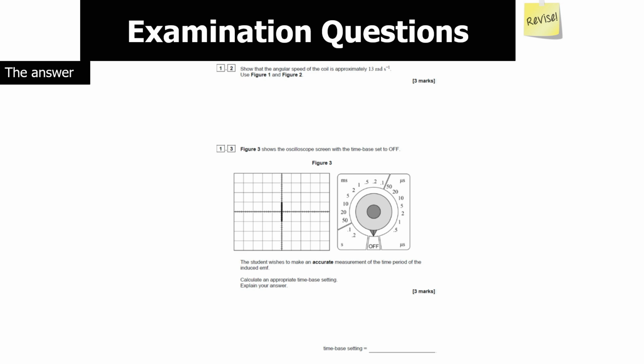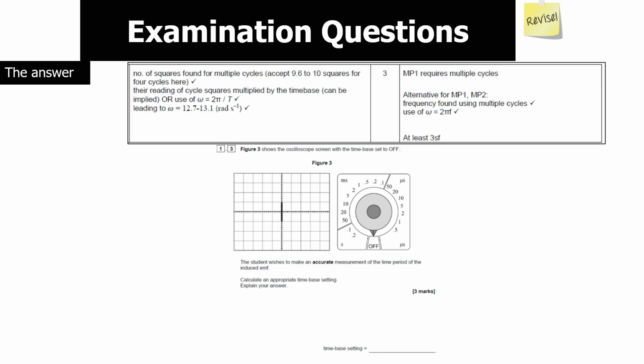Right, so how do you answer this particular question? So how to work out the angular speed is you work out the number of squares for the multiple cycles, and then you can work out like 9.6 to 10 squares for 4 cycles. So therefore what we can do is work out the number of squares for 1 cycle. We can then work through by saying that the angular speed is 2 pi over T.